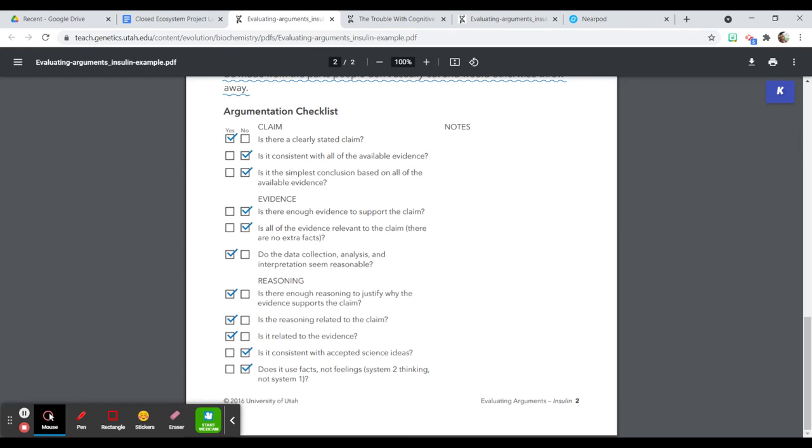If you cannot, then you need to go back and rewrite it. All right, so that was your crash course in evaluating arguments. So now you will do the luciferase argument on your own. You will do the same thing that we just did.